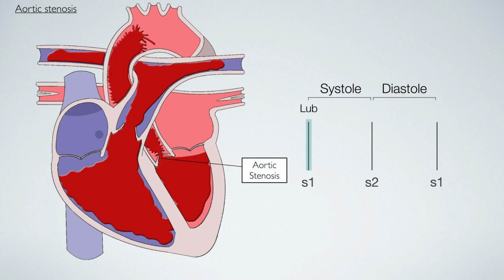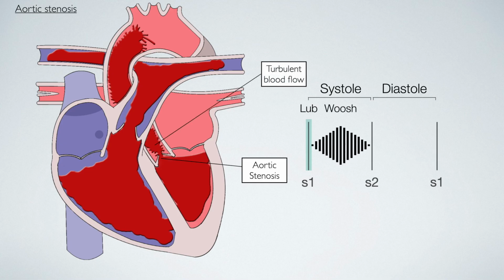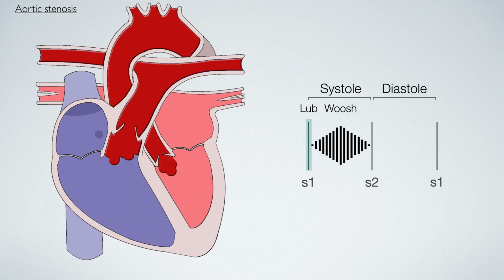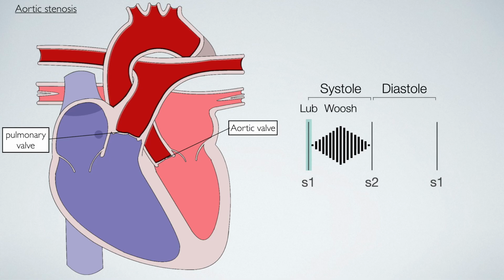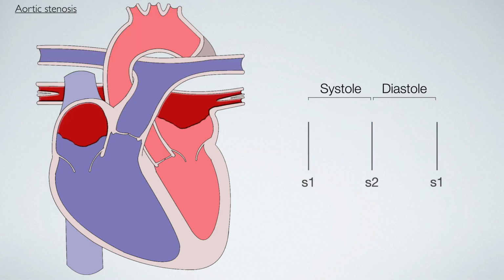Narrowing of the aortic valve creates turbulent flow through the aorta. It is this turbulent blood flow that produces our crescendo-decrescendo murmur. Finally, the S2 heart sound is produced by closure of the pulmonary and the aortic valve. Let's now add in the murmur so that you can appreciate this in real time.